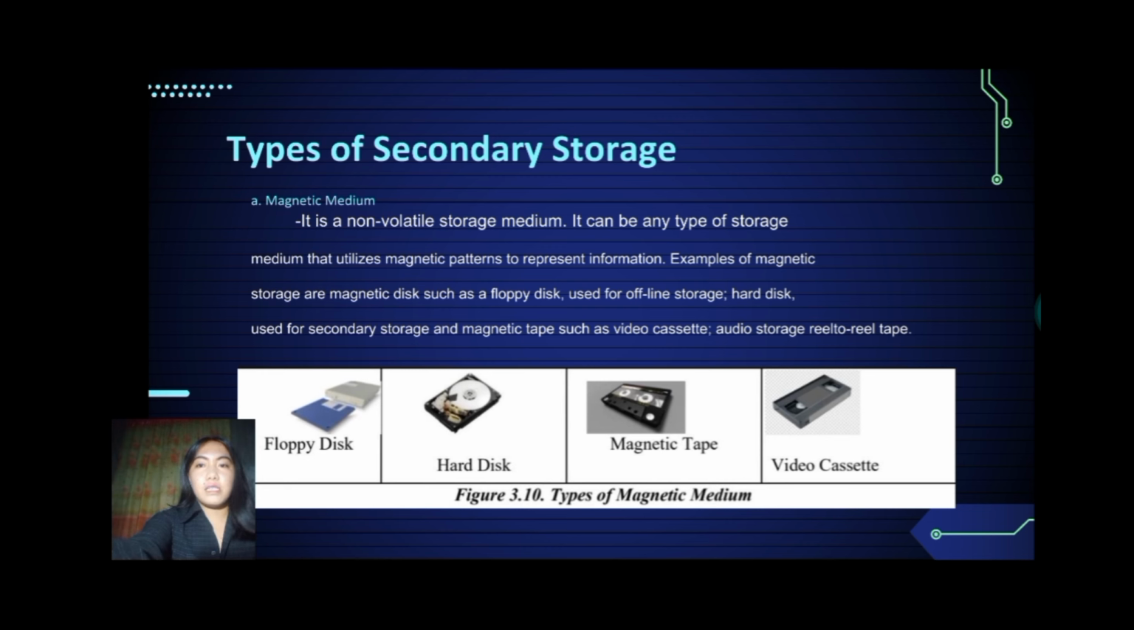These are floppy disks, which were once a popular portable storage medium but have become obsolete due to their limited capacity. Hard disk drives or HDDs, known for their capacity and fast data backups. Magnetic tapes, which are used for long-term data storage. Video cassettes, which are used for recording and playing back audio and video signals.